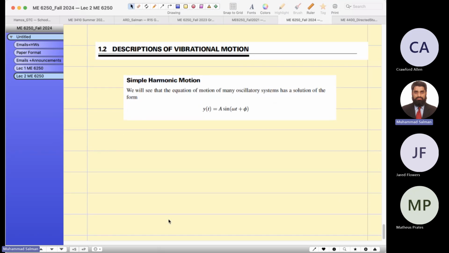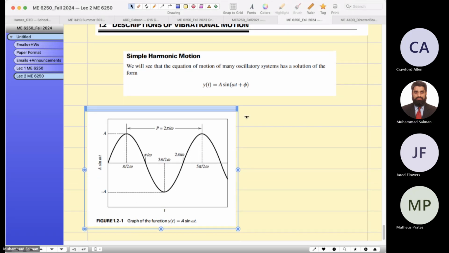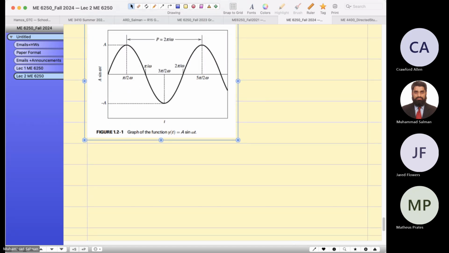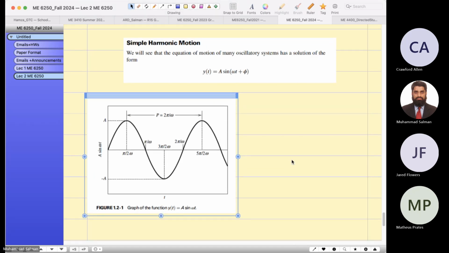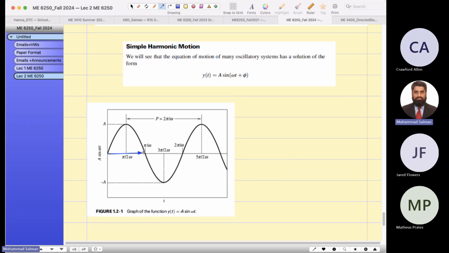Why is it important? I will tell you in a bit. It is very important to understand simple harmonic motion, and simple harmonic motion looks like this shape when we plot it on the time axis. Our x-axis is the time axis. Look, this axis is the time axis.